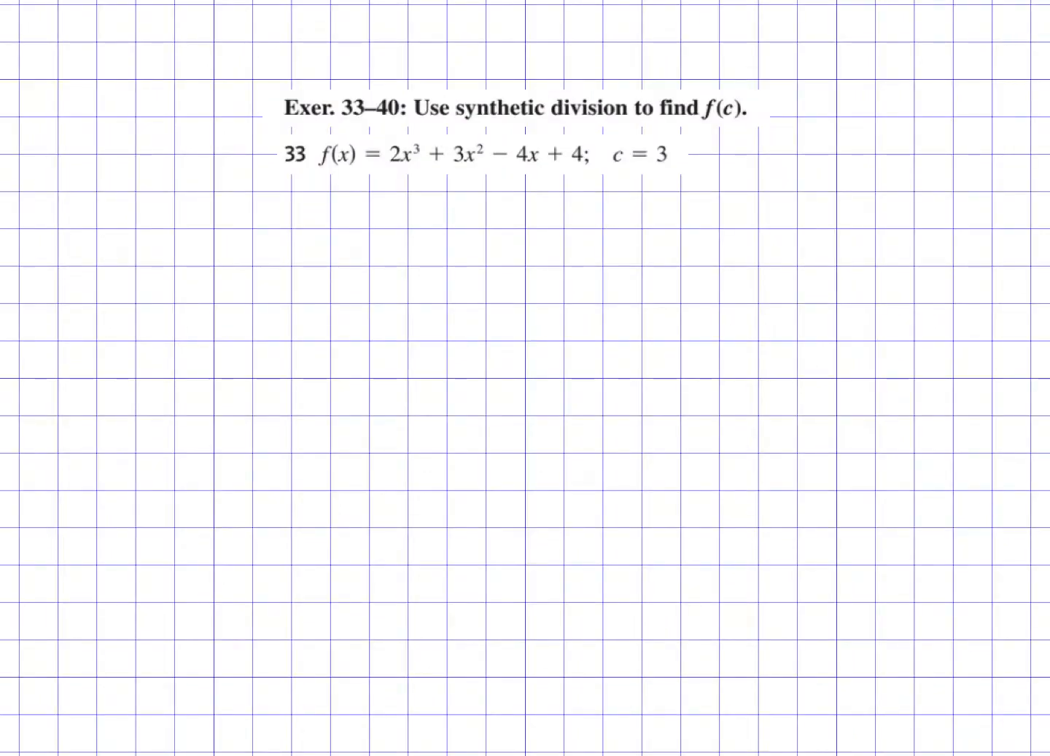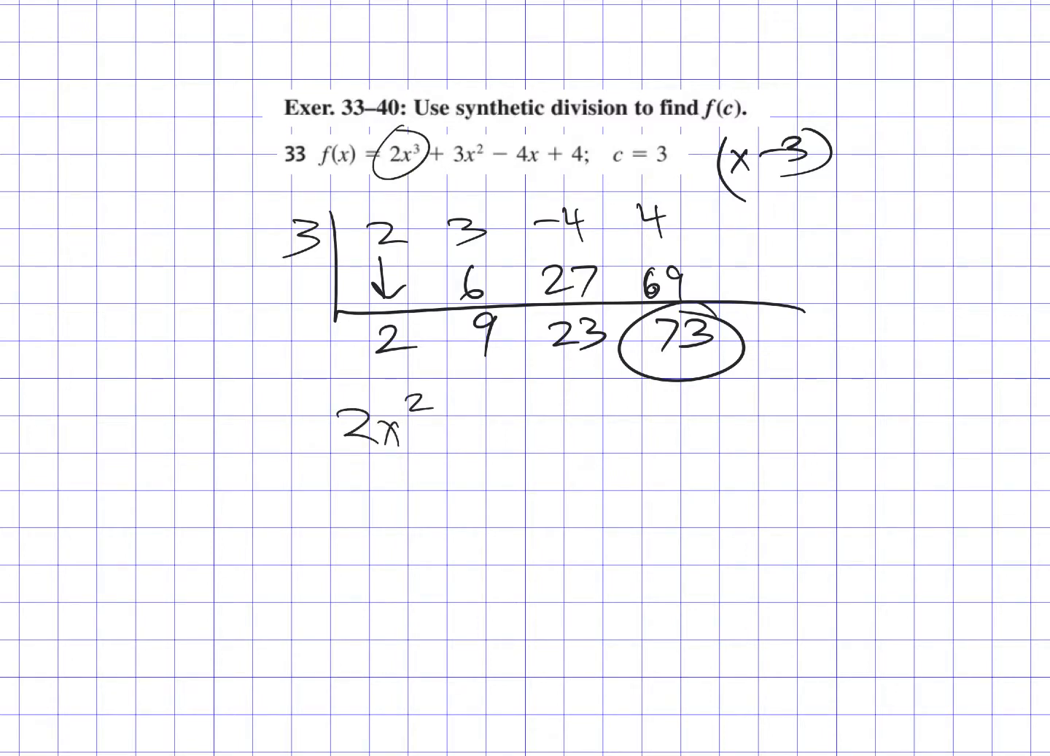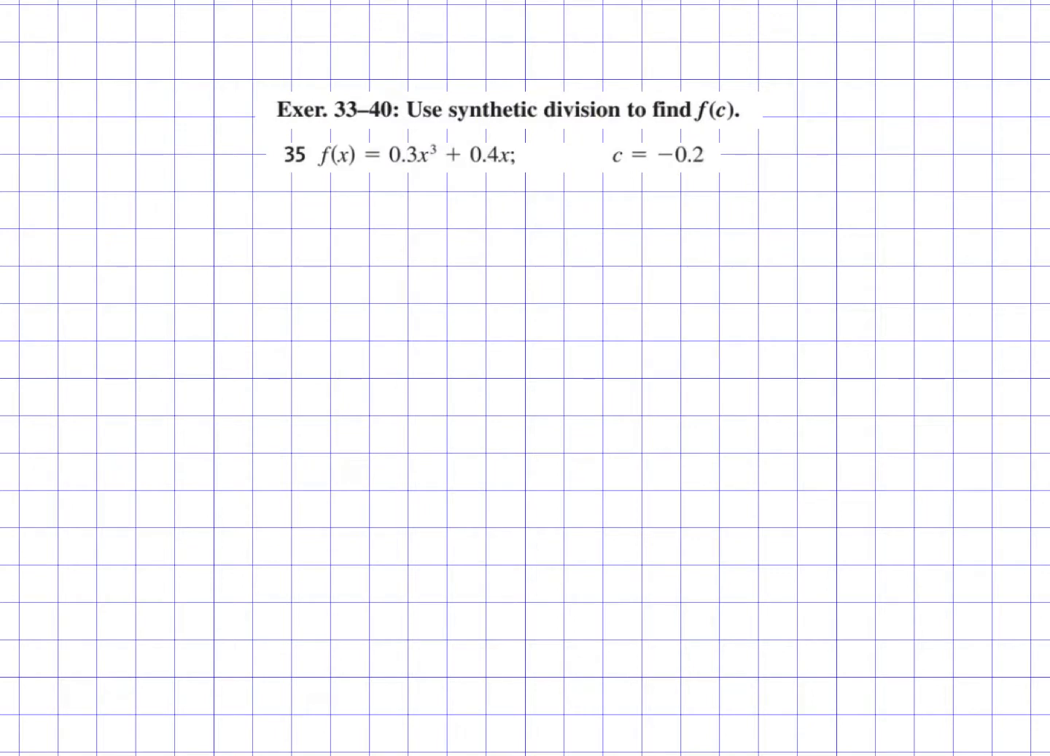Okay, so use synthetic division to find f of c. Okay, so again, this is from x minus 3. So we plug in a 3 for synthetic division, 2, 3, -4, and 4. Drop the first, multiply, add, multiply, add, multiply, 69, and add 73. So that's our remainder. So we have 2x squared, because that's 2x cubed, 2x squared plus 9x plus 23, and your remainder is 73.